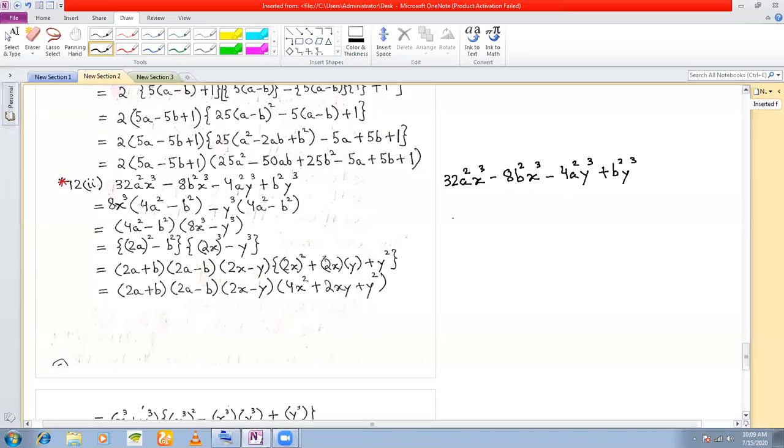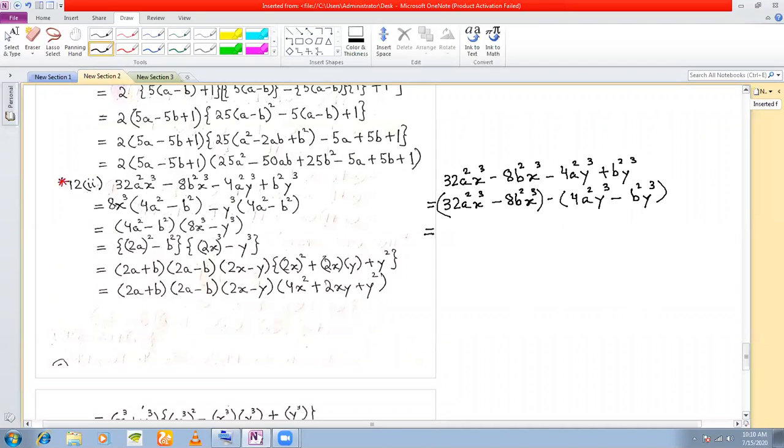32a square x cube minus 8b square x cube minus 4a square y cube plus b square y cube. None of the terms in the 4 terms in this expression is a perfect square. So what I do is I group the terms first. I group the first 2 together, and I group the third and the fourth together. I've introduced brackets, so this sign changes.